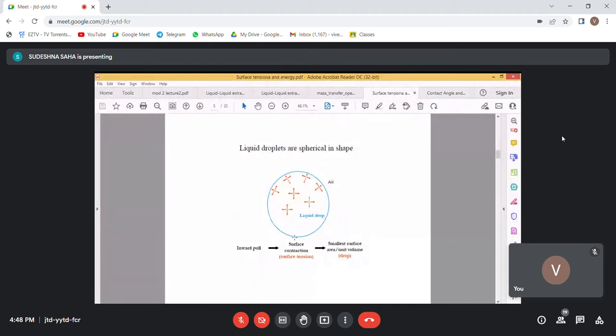It forms in the shape of a sphere, but due to gravity it gets elongated and dropped, not spherical in nature. But usually when they form they are spherical, because that is the smallest surface area per unit volume, and this is due to surface contraction, the inward pull of the forces which are acting in the inward direction. So that's why you obtain droplets that are always spherical in nature.